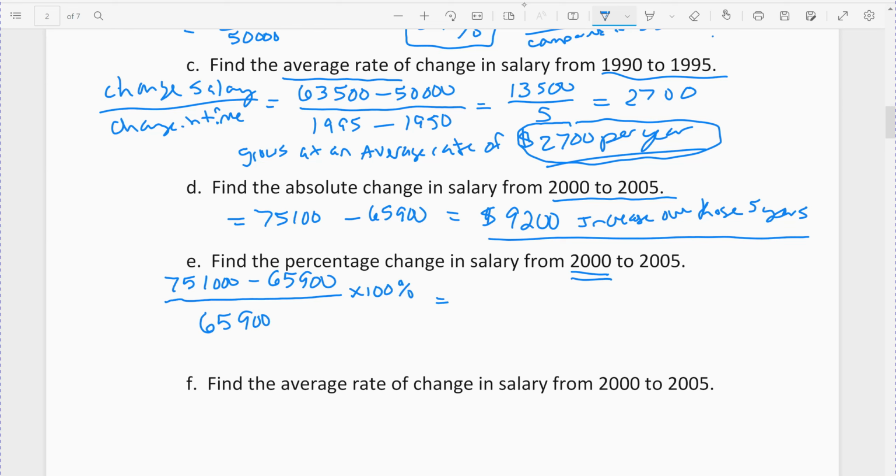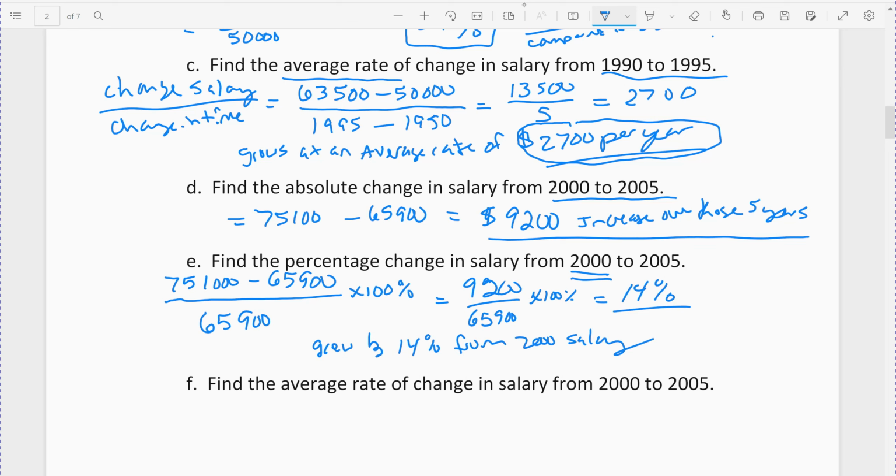So again, it's going to be that same value, the 9,200 divided by our 65,900 and then multiply by our 100%, put it in a percent. I know it's going to come out less than 27%, and it does. It comes out 13 some decimal, I'm going to round to 14%. All right, so from 2000 to 2005, it is a slower percent change, right? It grew by 14% from the 2000 salary. So we get to add 14% of the 2000 salary.